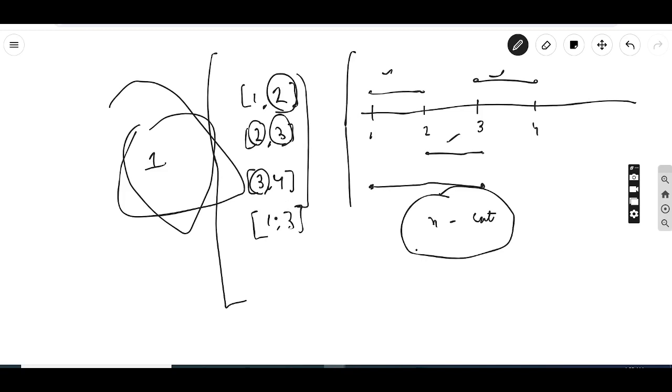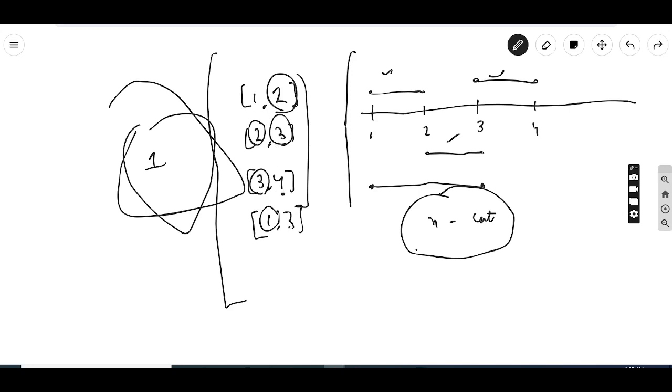Same goes with the final interval. The starting of the final interval must be greater than or equal to the ending of the previous interval, which is not the case here. So these 2 2, this 3 3, these are 2 2 3 3. What are these? These are non-overlapping. So 2 2 3 3, and then we have 1 4, right?